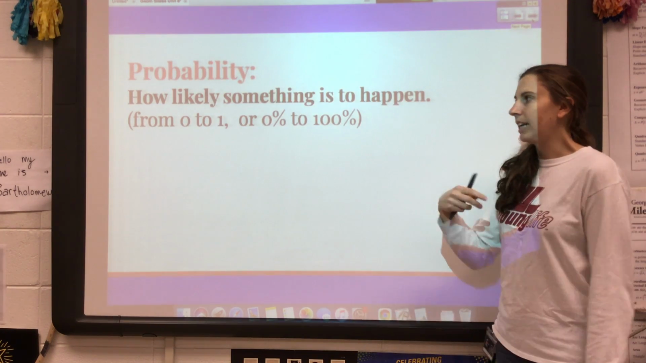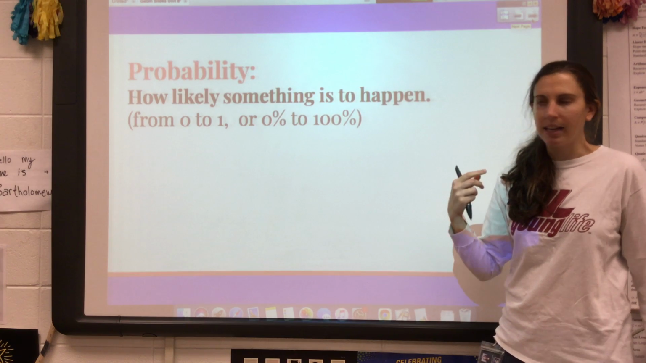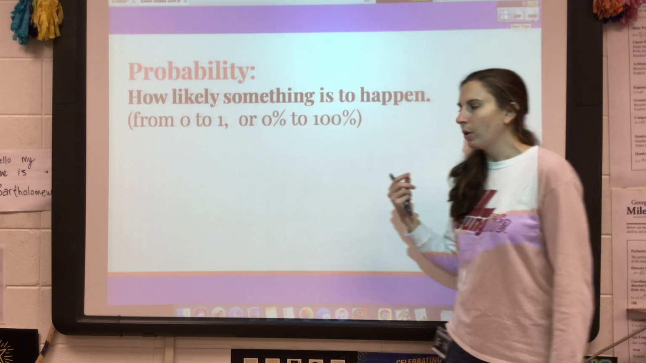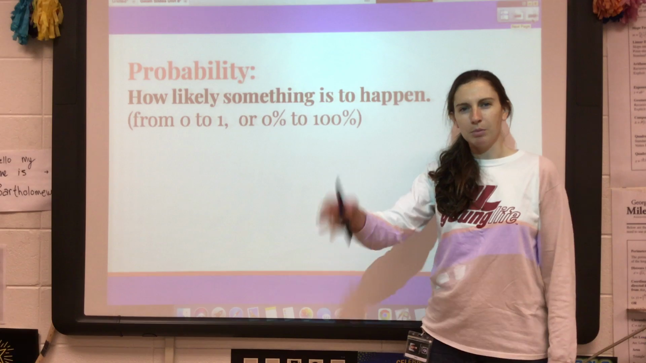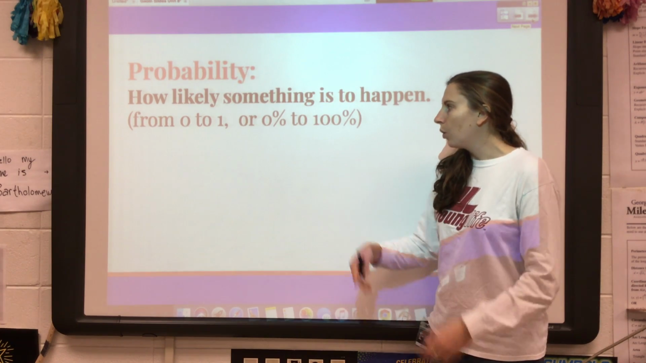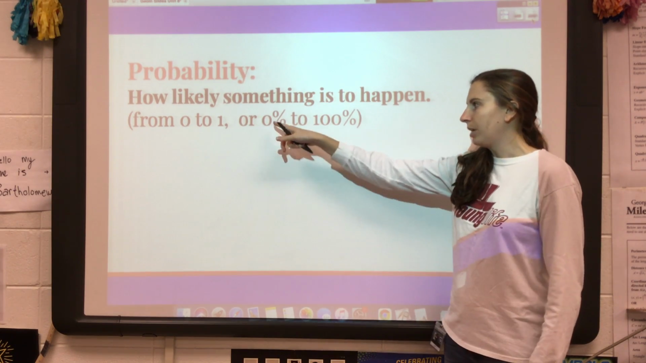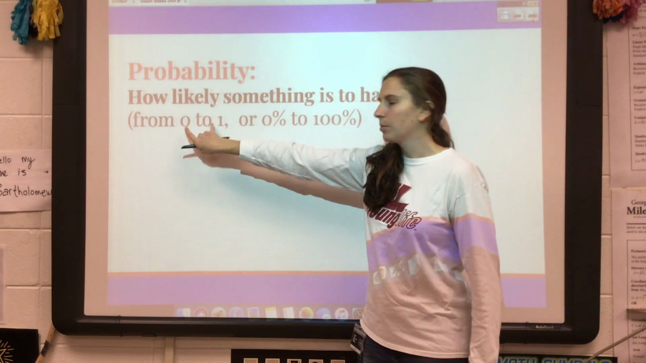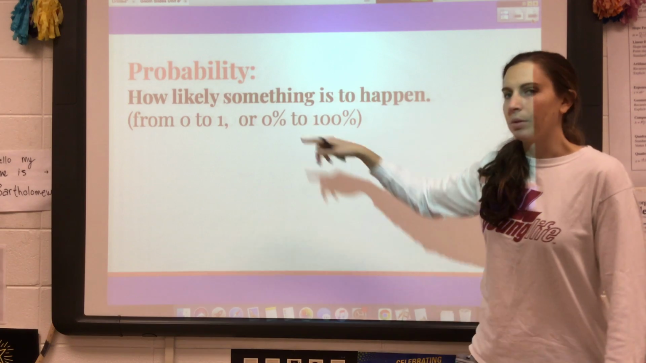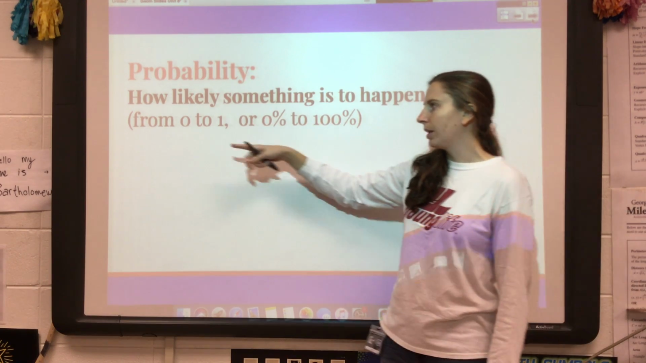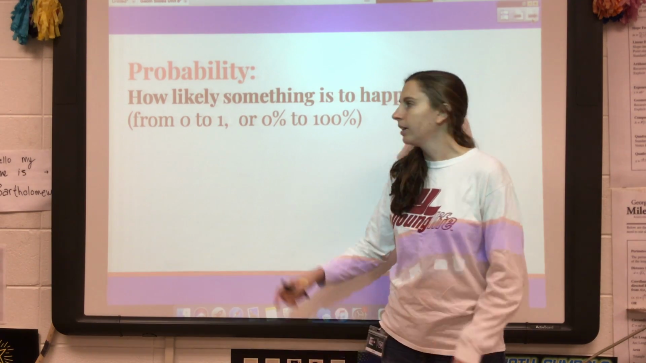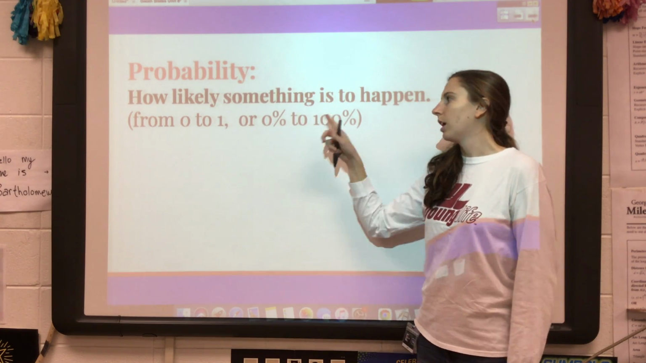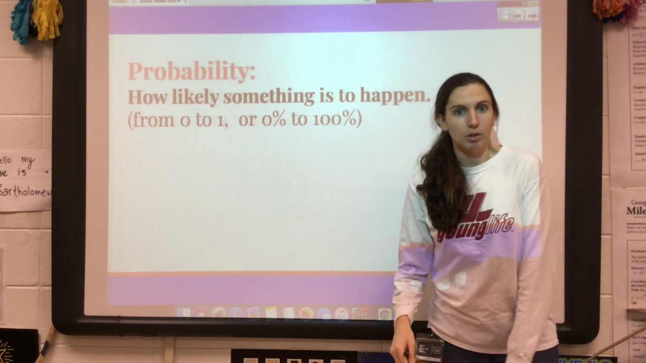And that's all probability is. It's just how likely something is to happen. We give it either a decimal number from 0 to 1, or as a percentage, it would be 0% to 100%. So you'll see both, either as a decimal number or as a percentage. If the probability is 0, then it's not going to happen. And if the probability is 1 or 100%, then it is 100% going to happen.